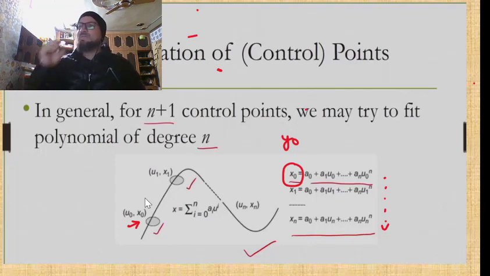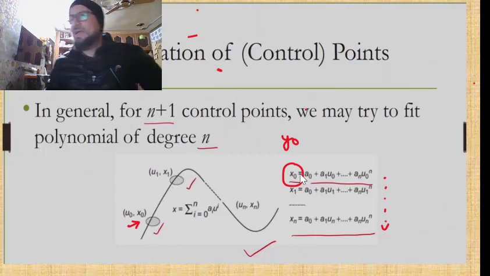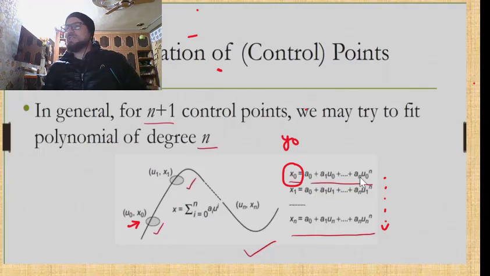And for each control point, I have two sets of equations. Okay, because I want to draw from this control point to this control point, so I need an equation. Okay, where we have constants like a0, a1, a3, and we have parameters like u0 for x0, for x1 we have a u1 parameter, for x2 we have a u2 parameter, and so on.